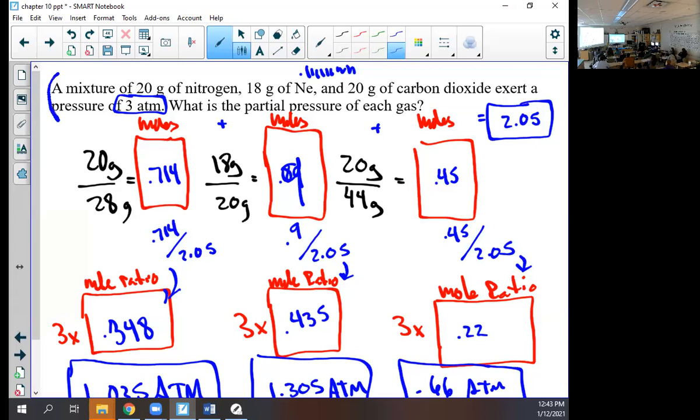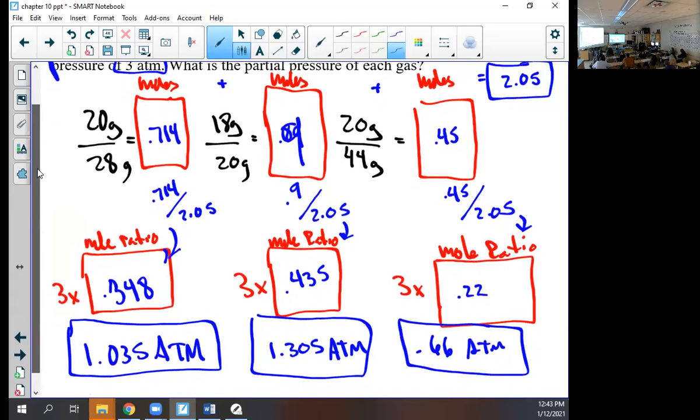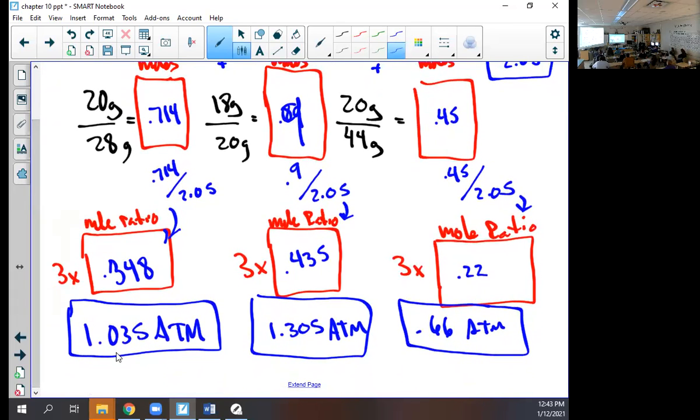All right. This is the problem I asked you to do yesterday, that everyone that was in class came back with completely done. The answer was 1.035 of N2. It was 1.305 of Ne, and it was 0.66 of CO2.